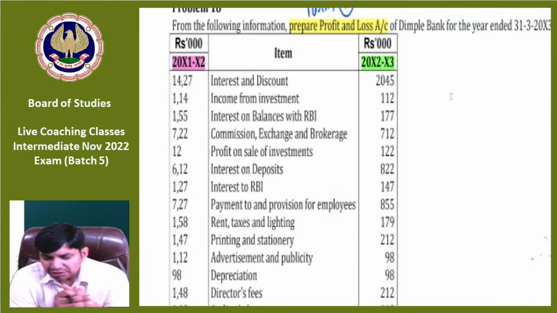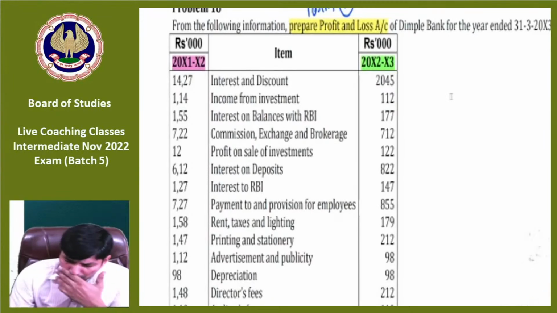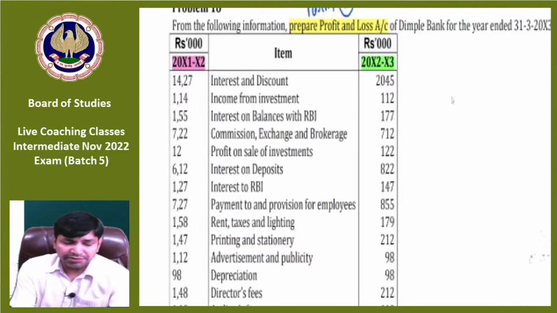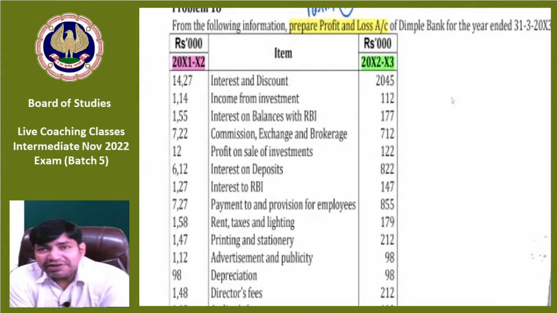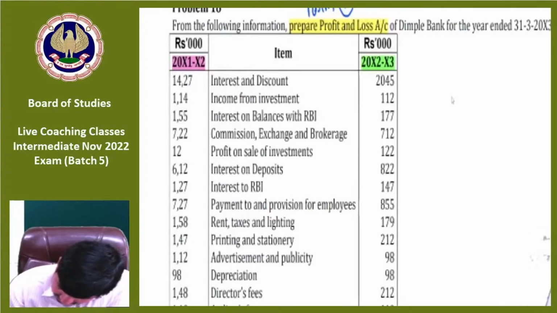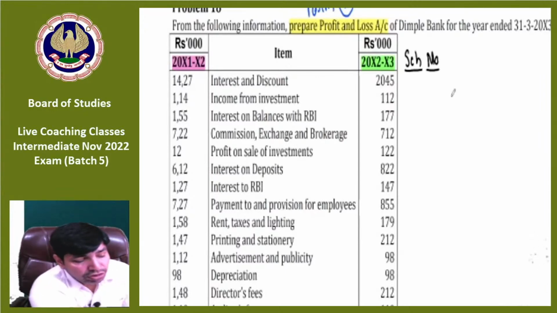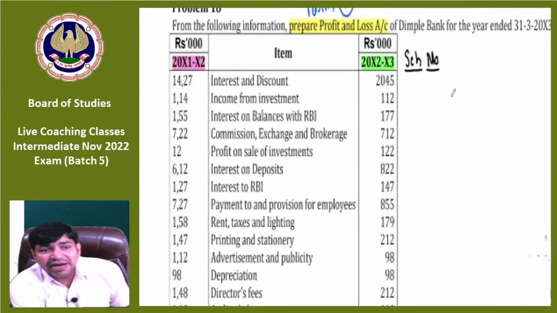What do we have to do in the question in the exam? First, we should write the schedule number here. That will make the question very easy for you. Please note down the schedule number as per your own understanding. First maintain the schedule number because you have to prepare schedules. So first you assign a schedule number to each and every item of the question. Okay, beta?